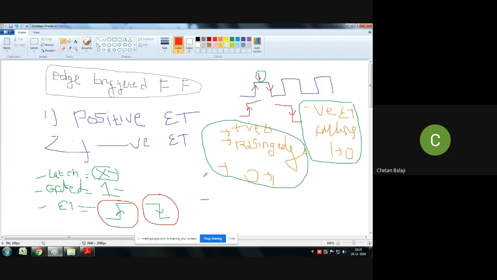What defines an edge triggered flip-flop? The flip-flop which changes its output at the edges of the clock pulse is called an edge triggered flip-flop. The flip-flop which changes at the positive edge of the clock pulse is called a positive edge triggered flip-flop. The flip-flop which changes at the negative edge of the clock pulse is called a negative edge triggered flip-flop. Okay, let's start.